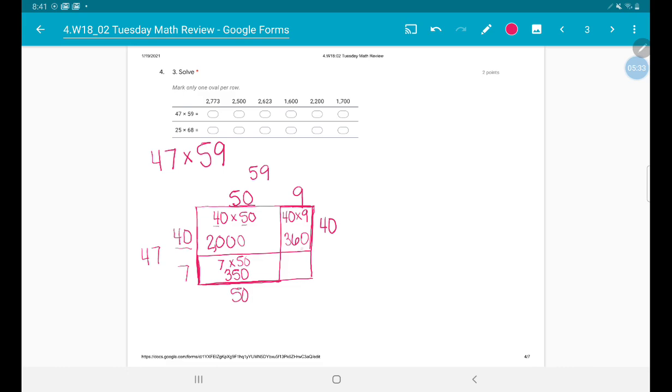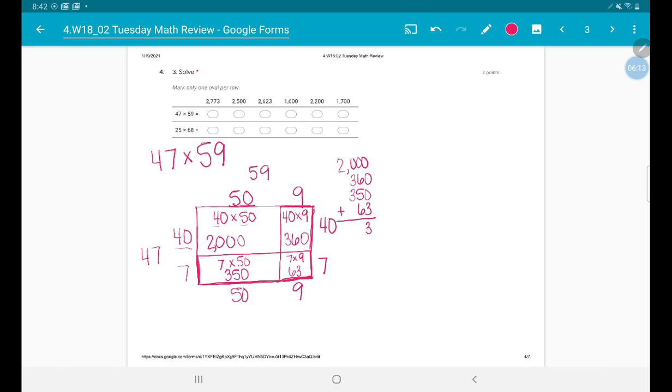And for my last section, I'm going to multiply the length times the width of this part. This has to be 9, because the top part is 9. This has to be 7, because the opposite side is 7. So we'll do 7 times 9, and 7 times 9 is 63. So now all I have to do is add those together. I've got all my partial products, or the parts, 2000 plus 360 plus 350 plus 63.